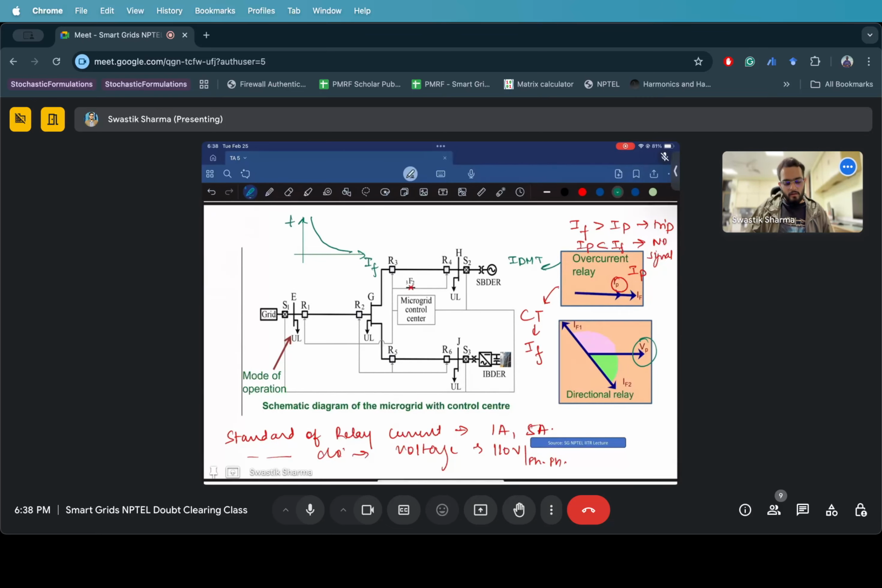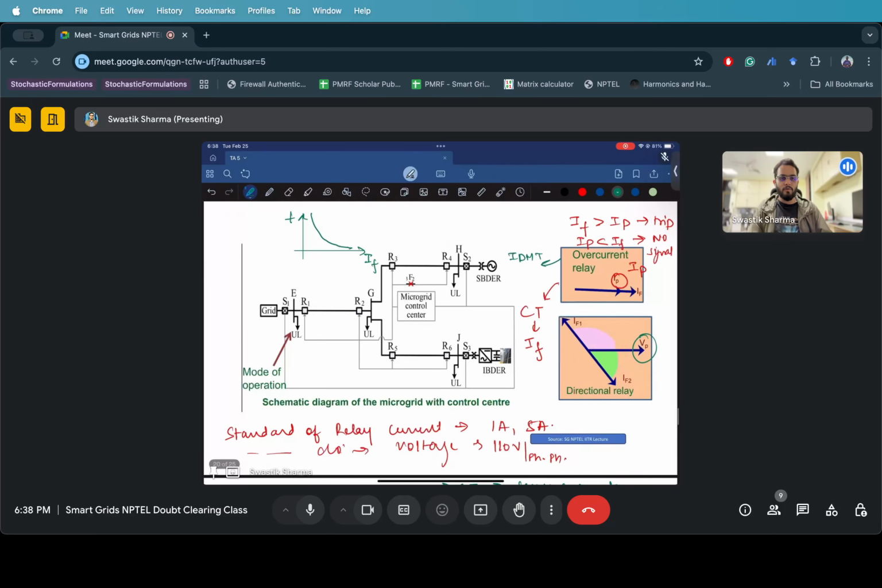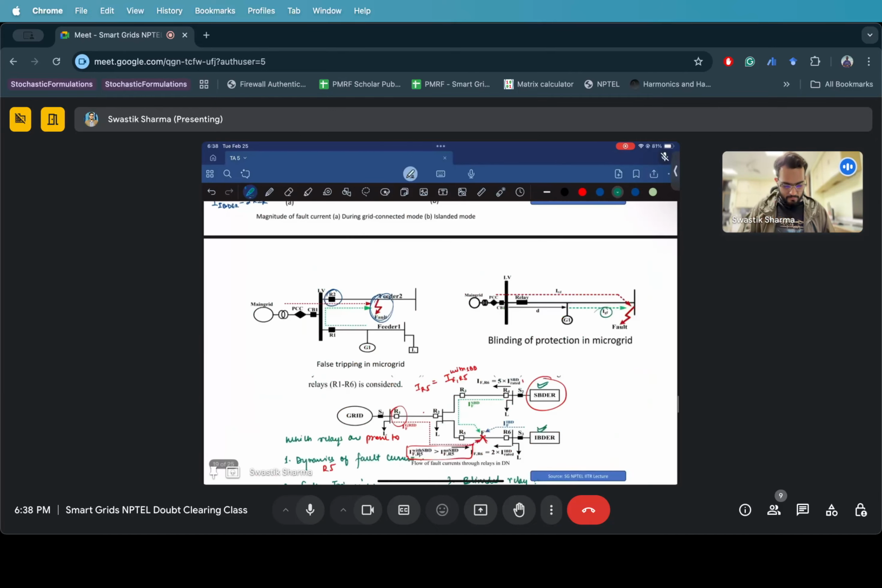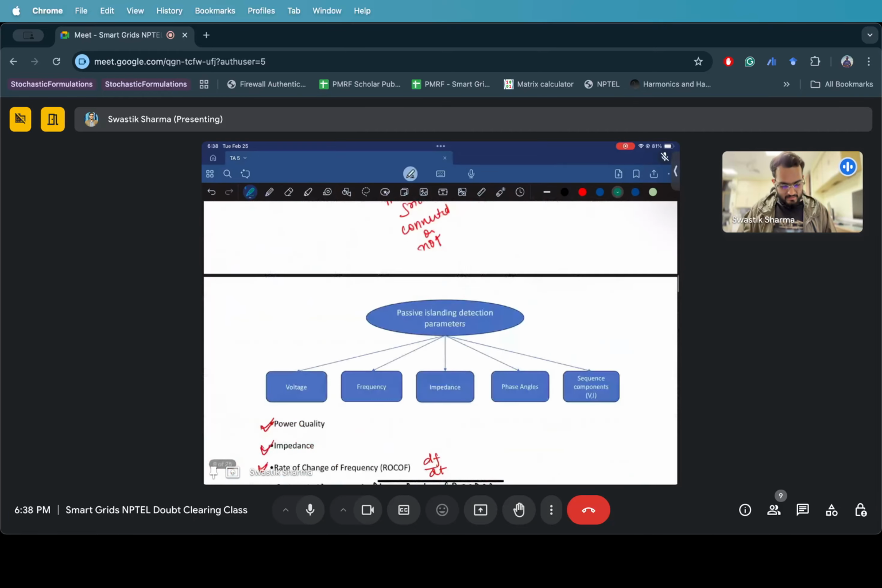So for our microgrids, we require both. We require a relay to sense both the current if it is increasing and the direction if it is changing, right? And that is why we use directional overcurrent relays. The dynamics and everything related to overcurrent relay and directional relay will be discussed in the next lecture or next week. Right, so this is what the instructor has discussed in this week.